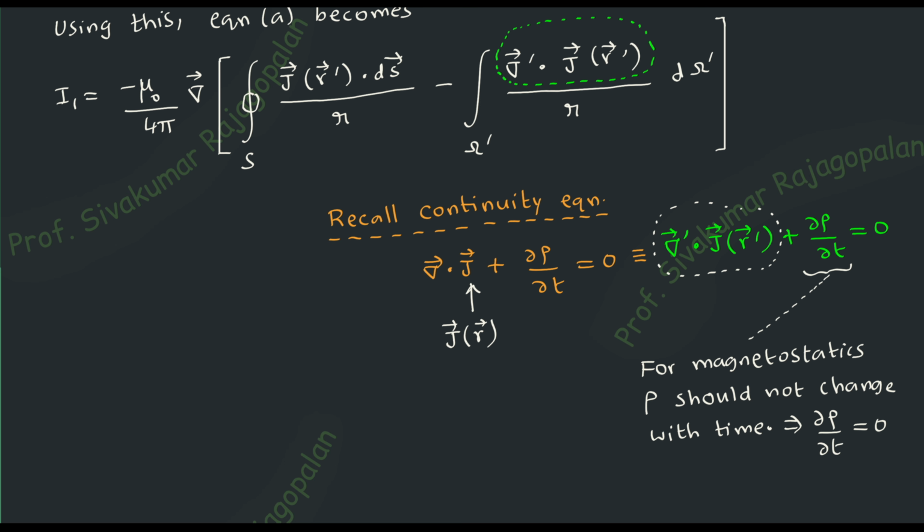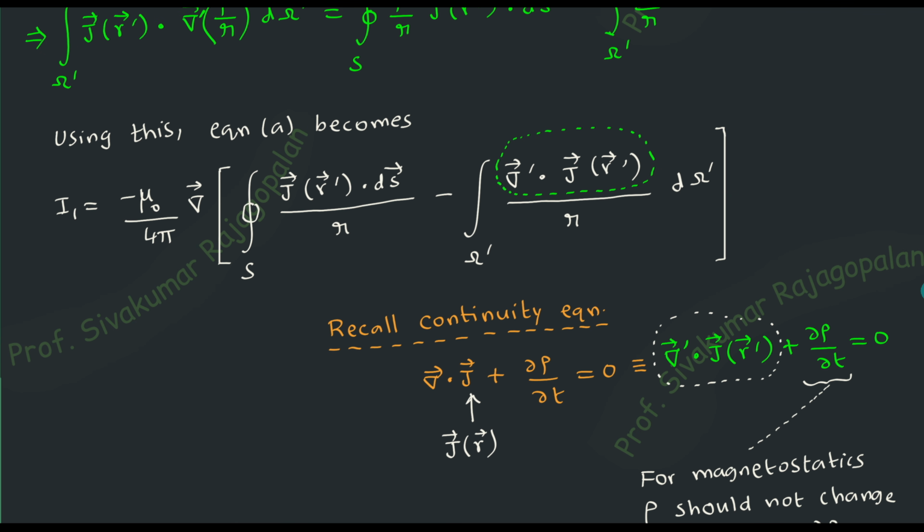So if that term is 0, then what will happen? Already there is a 0. Remember, already there is a 0. If this term is also going to 0, then what is the meaning? The meaning is del prime dot J is equal to 0. That's the meaning, and this is the expression that you have here. So this is equal to 0 if this term goes to 0. Therefore I will now write down that this entire expression is going to 0 under magnetostatics.